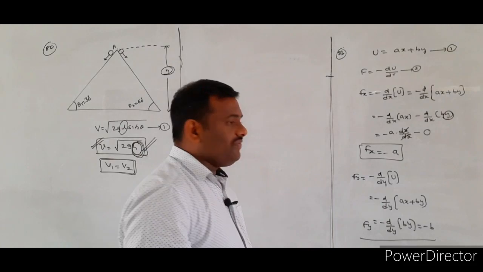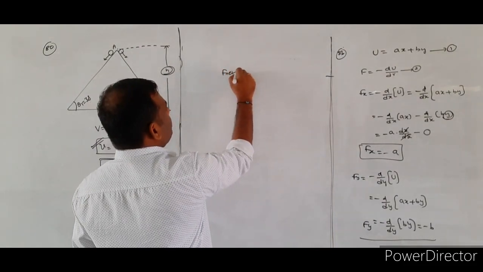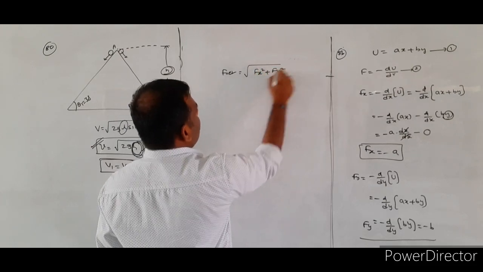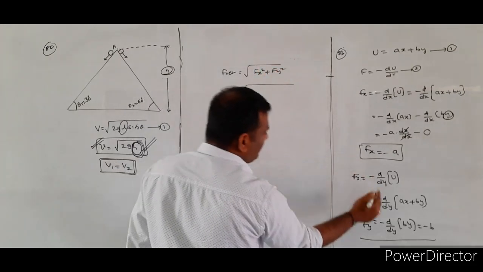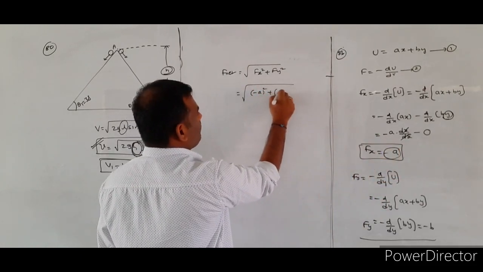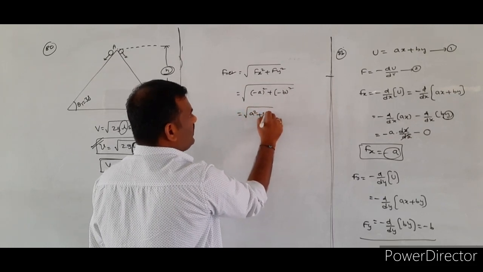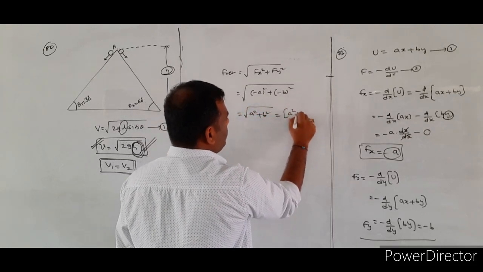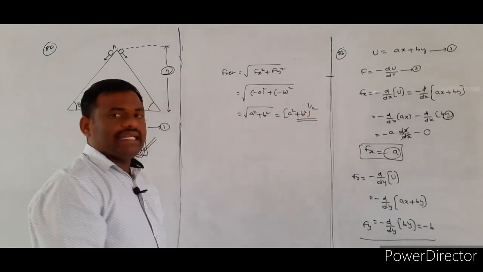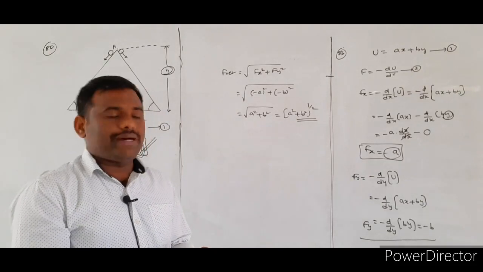The particle is moving in the xy plane. So I want to calculate the net force, which is equal to the square root of Fx square plus Fy square. Therefore, it is the square root of (minus a) whole square plus (minus b) whole square. So this is the square root of a square plus b square, that is (a square plus b square) to the power 1 by 2. That is F net. Now, what value are they asking? The acceleration of the particle.